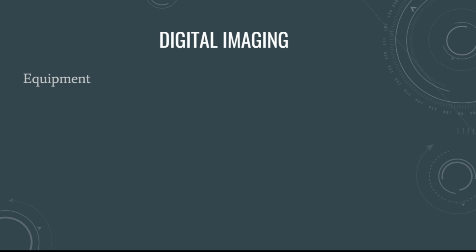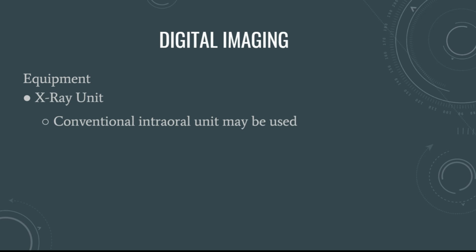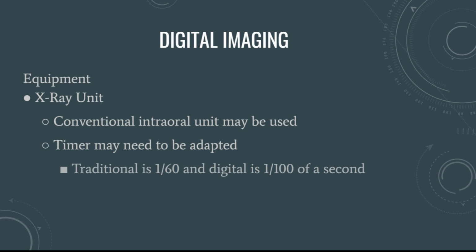The equipment we need for digital imaging is a little bit different than our traditional films. We still need our X-ray unit, and this can be the conventional intraoral unit, so nothing really needs to be changed when we're converting to digital, except the timer. Inside of the machine, the timer may need to be adapted, but other than that, you can use that same X-ray unit. And the reason we need to adapt that is because your traditional film is 1/60th of a second, and digital is 1/100th of a second. So there's a slight difference there, which is why that machine might need to be changed a little bit.